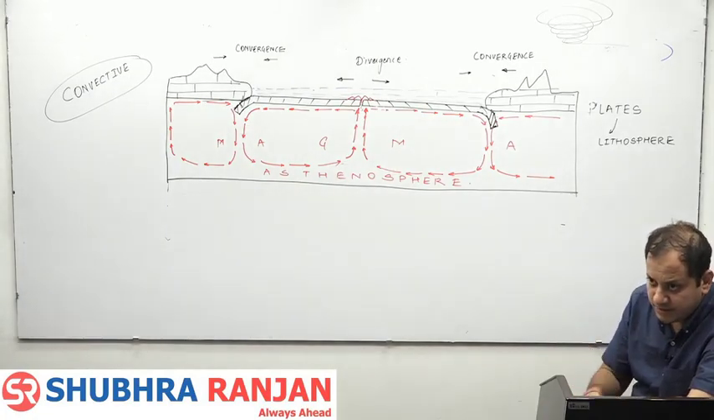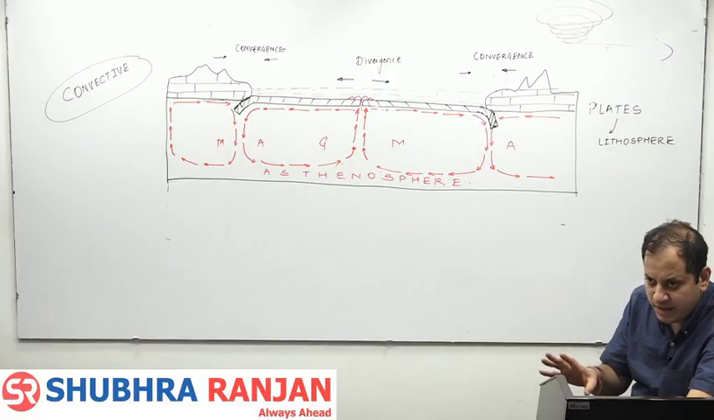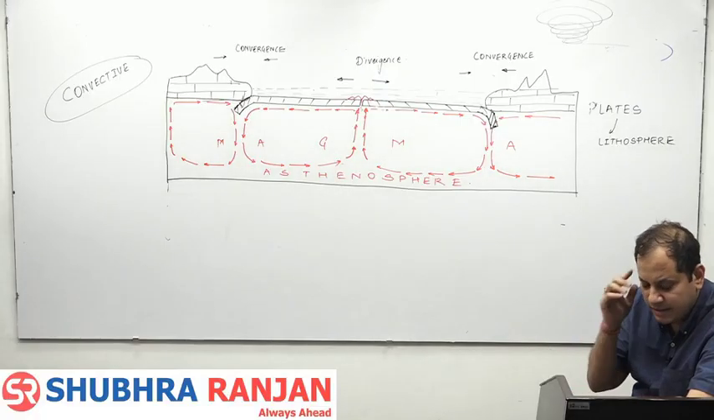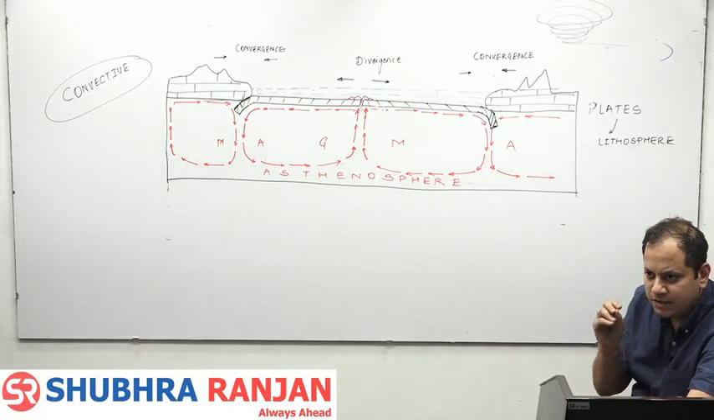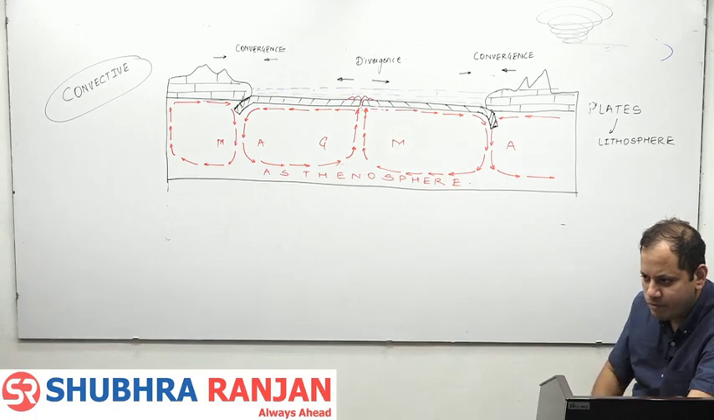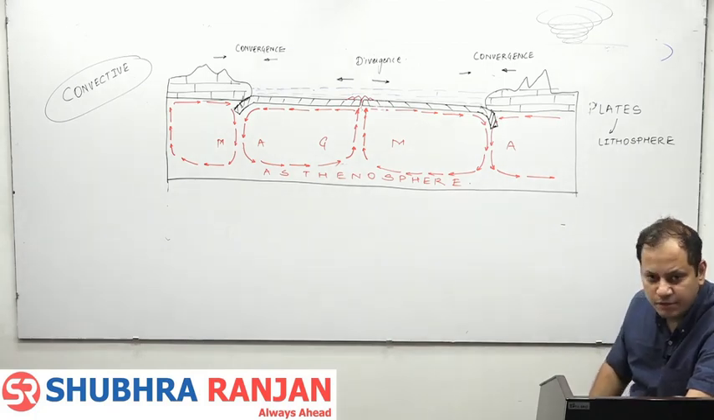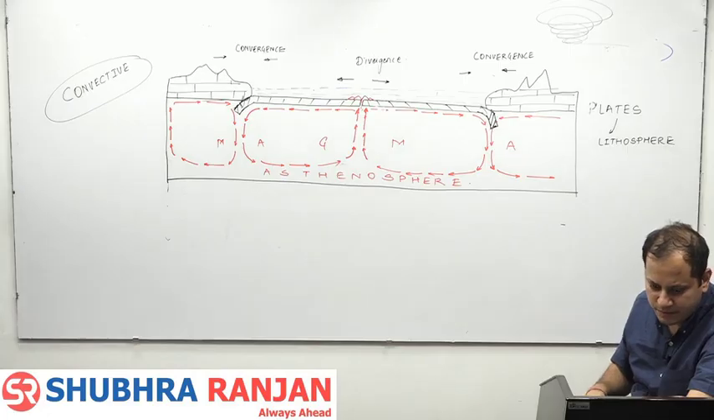ब्रैकेट में लिखना. इसने नहीं बताया, इसने सिर्फ इतना कहा कि इजीली ब्रोकन. ब्रैकेट में अंडरस्टैंडिंग के लिए लिखना देयरफॉर सी फ्लोर स्प्रेडिंग. हमेशा सी फ्लोर स्प्रेड होता है, कभी कॉन्टिनेंट स्प्रेड नहीं होता. देयरफॉर सी फ्लोर स्प्रेडिंग.